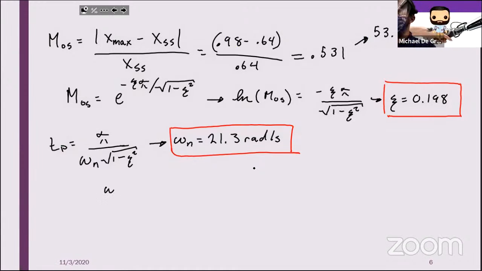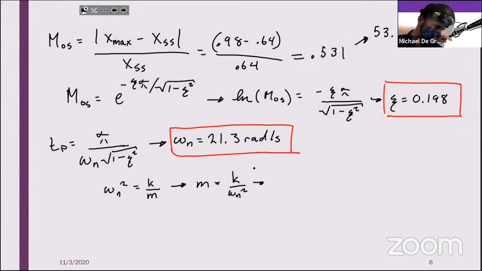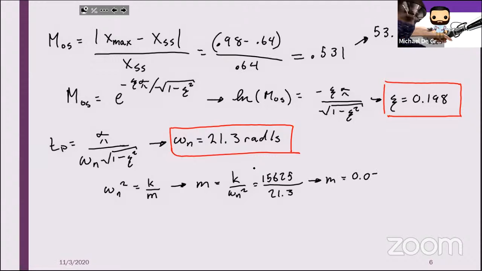So we'll start here, right? I've got omega n squared is equal to k over m. Well, I know k, and I know omega n squared, right? So m has to be equal to, oh, I'm sorry, k over omega n squared, which is equal to 15,625 divided by 21.3 squared. So the mass is 0.03 kilograms.